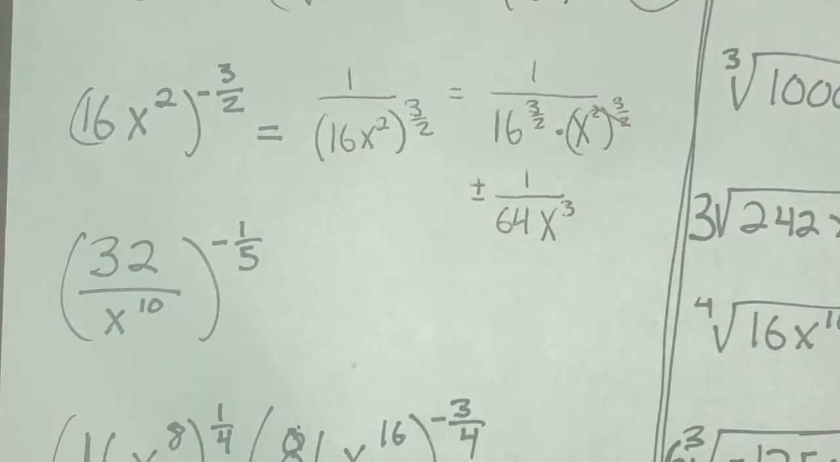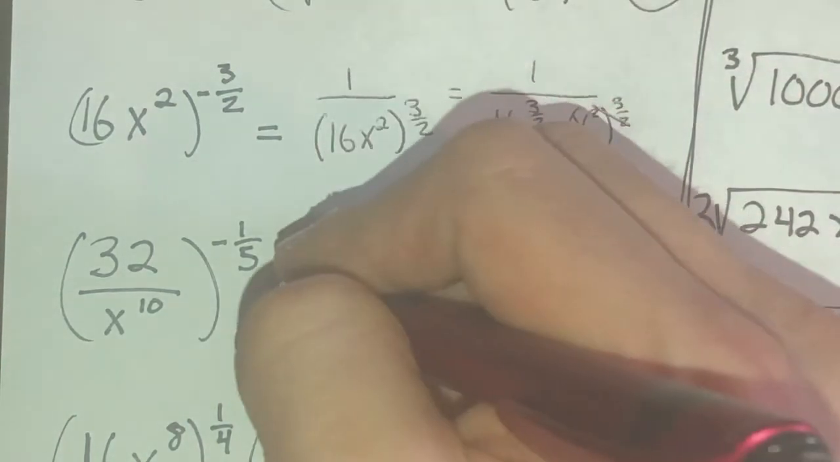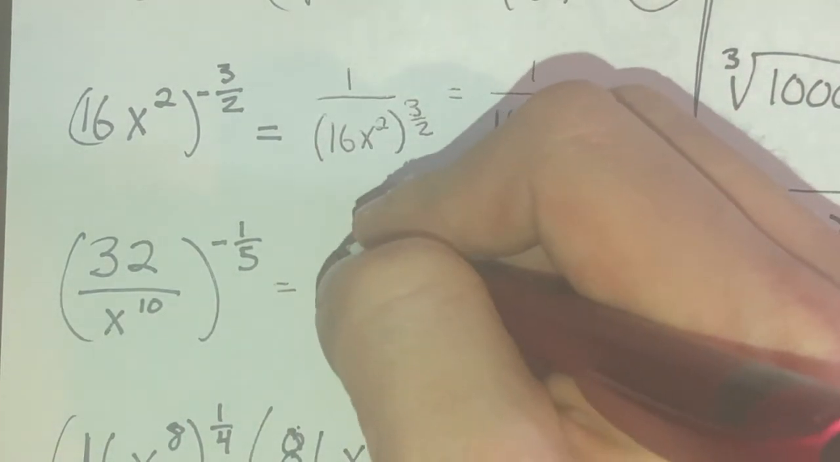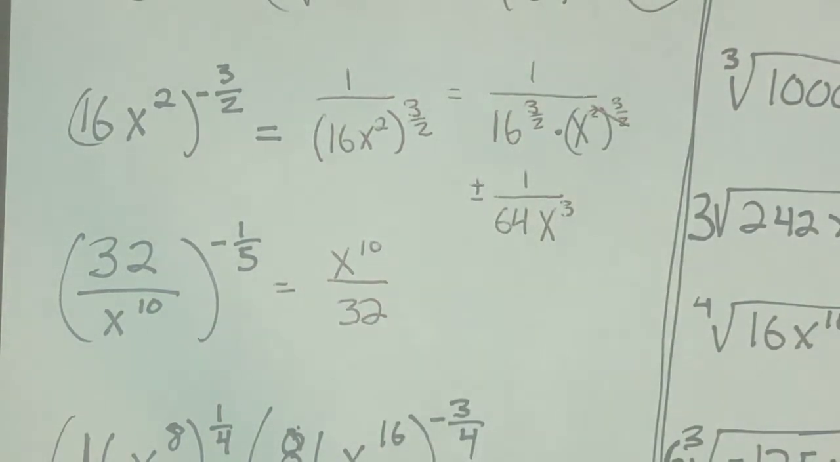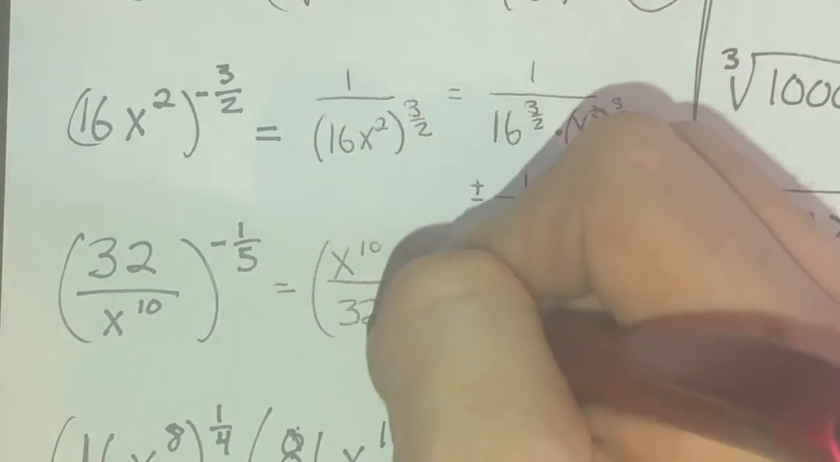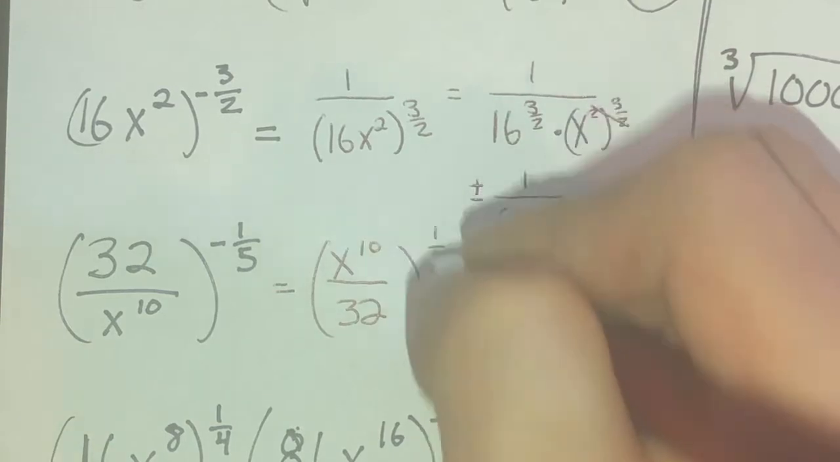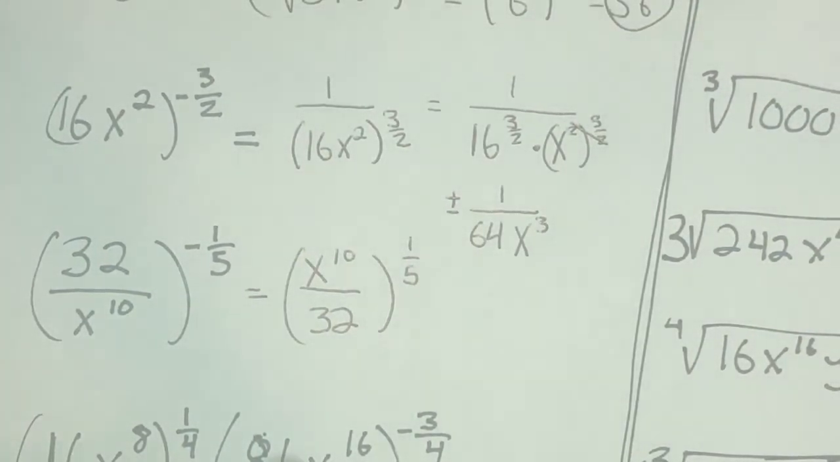32 over x to the 10th, to the negative 1/5. Same thing. First, give it a flip. Give it a flippity flip. So I do the x to the 10th. I drop the 32 down there, right? You got to flip it. You got to do the reciprocal. Then I'm going to make that power a positive 1/5.